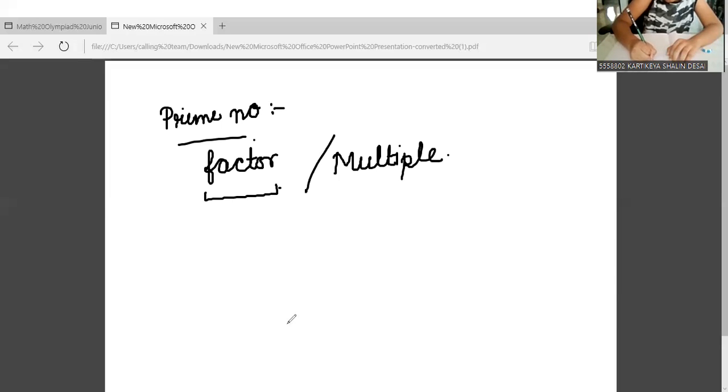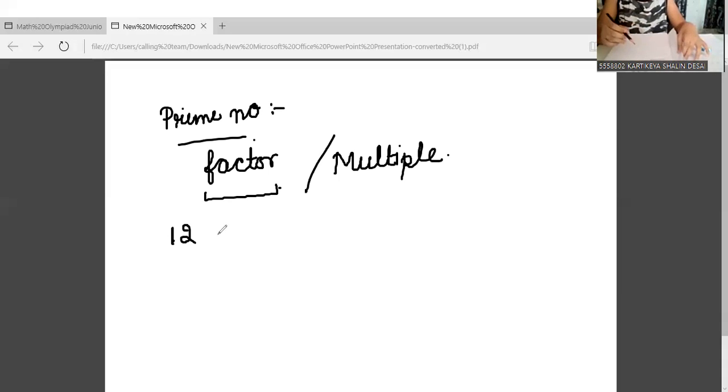No, this is not the apt definition. Like there is the number 12. So 6 divides 12. 12 is divisible by 6. Yeah, exactly. So 6 is a factor of 12, and 12 is a multiple of 6.